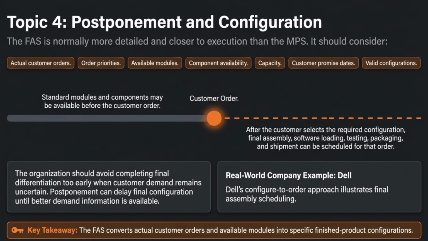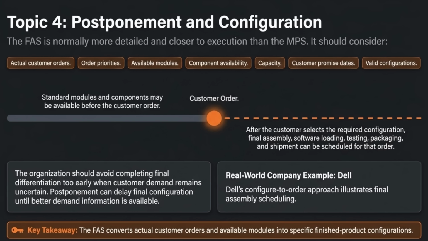It should consider actual customer orders, order priorities, available modules, component availability, capacity, customer promise dates, and valid configurations. The organization should avoid completing final differentiation too early when customer demand remains uncertain. Postponement can delay final configuration until better demand information is available.